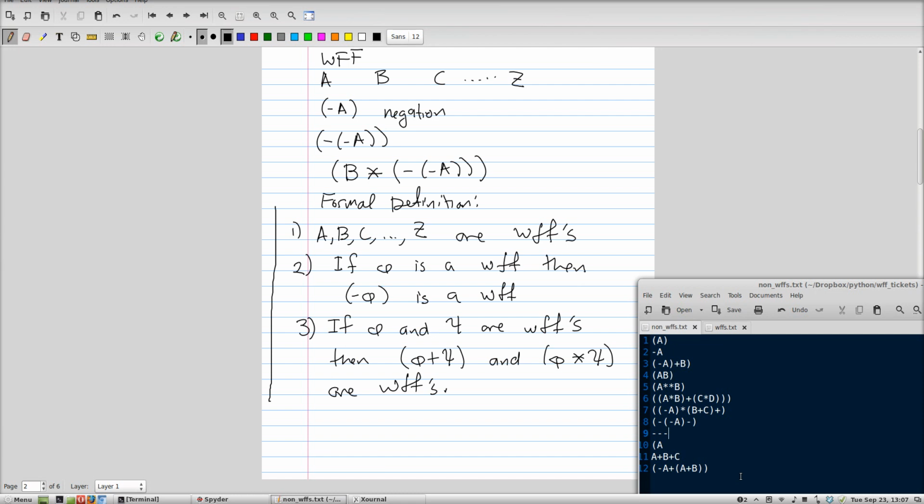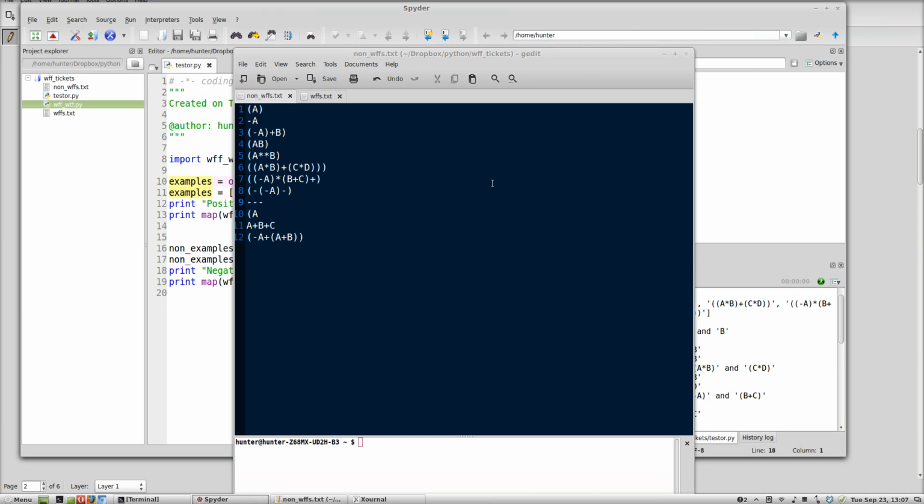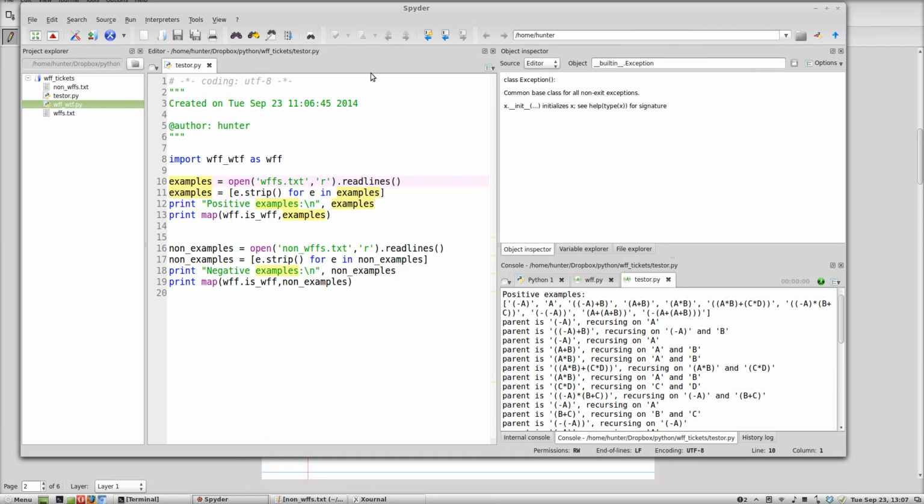So all of these are negative examples, and I'm going to give you the file containing the positive examples and the file containing the negative examples, and you can use those to test your work. And I just did the project myself, and it's pretty tricky, and I used those files to test my own work. And so here I imported my work as a module.